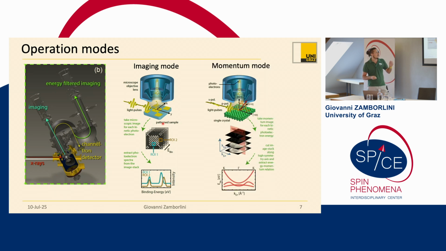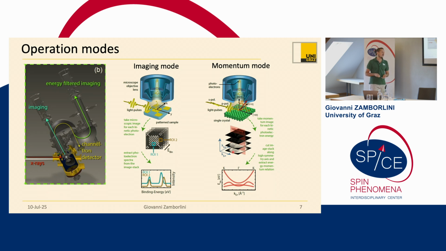What you can do is change the settings of the lenses here, and you can shift what you see in your detector. So you are no longer seeing the real space, but the back focal plane. And since we're dealing with photoelectrons, the back focal plane basically allows you to access directly the parallel component of the photoelectron momentum. And here we do the same trick. We have what we call two-dimensional momentum maps.